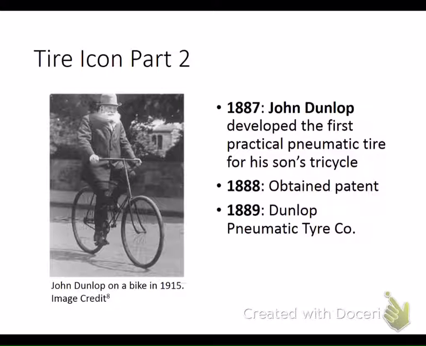In 1888, he obtained a patent and in 1889 formed the Dunlop Pneumatic Tire Company. So it won't surprise you to know that he's a Brit, from Great Britain, based on how he spelled tire. And that's just a picture of him as an old man on a bike in 1915.